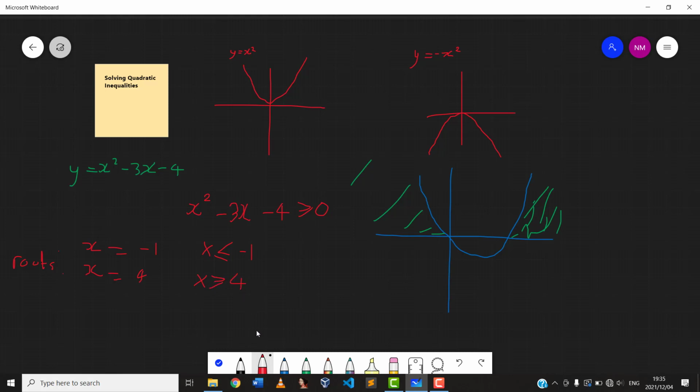So that's how you must think about it, right? Think of this whole expression here as y, and then just check what it's asking you. It's asking you to check for what values of x is y greater than or equal to 0, which is all this area here and all this area here. Let's do another example.